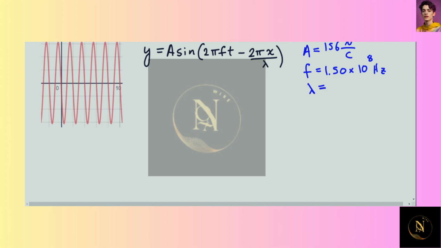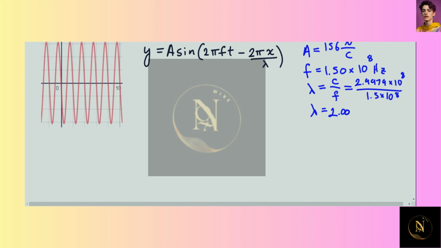Now, they didn't give us lambda, but we can easily find it if we recall that lambda is equal to c divided by f, where c is the speed of light and f is that frequency that they've given us. So you plug in the speed of light, 2.9979 times 10 to the 8, divided by the frequency, 1.5 times 10 to the 8, and you'll get that lambda is just 2.